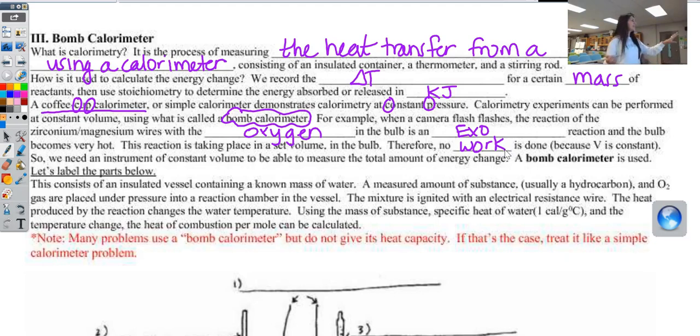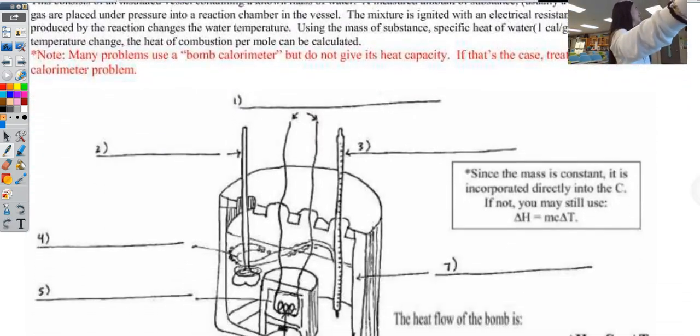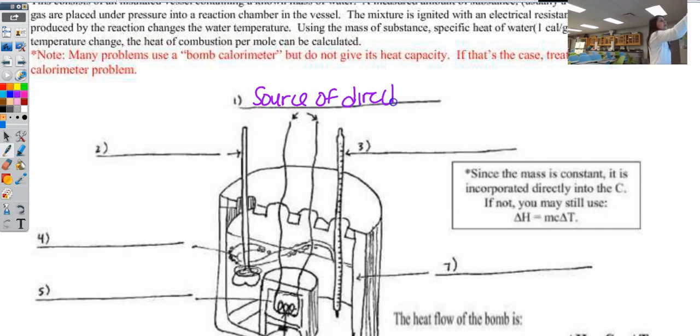Okay, so we're going to take a look at the parts of the bomb calorimeter right down here. This kind of explains a little bit, but I want to make sure that you understand sometimes a problem will say that it's a bomb calorimeter, but there's nothing in the problem that would lead you to solve the problem any differently from a simple calorimeter. So just kind of keeping that in mind. Okay. So number one, this is simply our source of current. So we need some type of direct current.